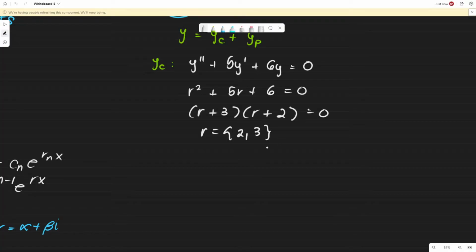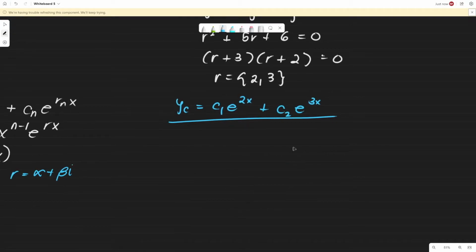So, our roots are equivalent to negative 2 and negative 3. Okay, so therefore, since meron na tayong value ng r, we can now substitute it for our YC. YC is equivalent to, since this is distinct root, so case number 1 tayo, C1 e raised to 2x plus C2 e raised to 3x. So yun lang muna, kasi wala tayong initial values para makuha natin yung value ng arbitrary constants natin. But this will be our YC. So at least naka-ready na yung YC natin. Now, let's get our YP.